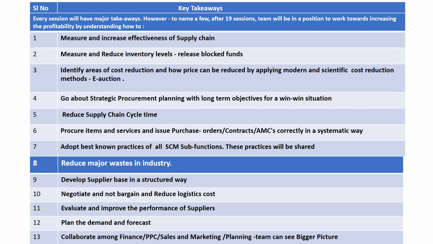Now, procure items and services and issue purchase orders, contract AMCs correctly in a systematic way. Adopt best known practices of all sub functions. As I mentioned, these practices will be shared, and some of the practices are really good. This you must know. How to reduce major waste in industry. Already mentioned, that is a green supply chain. Develop supplier base in a structured way. Negotiate and not bargain, and reduce logistics cost.